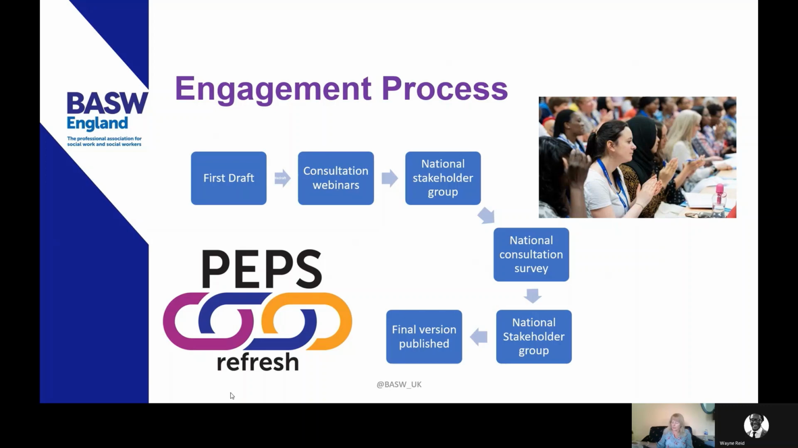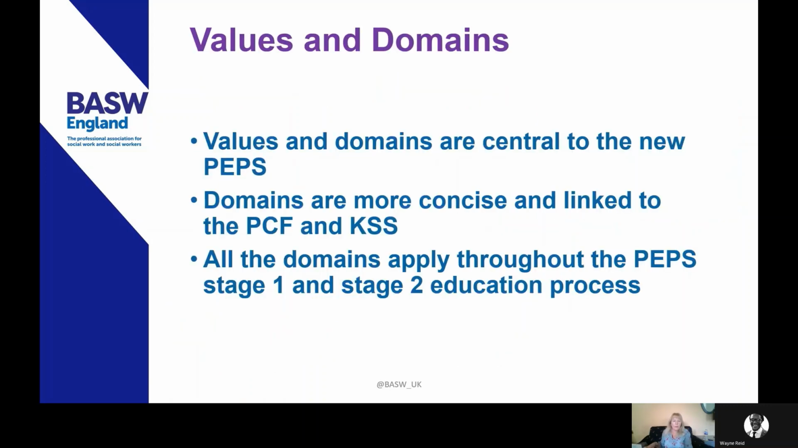The next slide just looks at the values and domains themselves. The PEPS values have synergy with the BASW Code of Ethics for Social Work, which has been refreshed this year, July 2021. They also align well with the PCF, particularly the purpose super domain, which encompasses ethics and values, diversity and equality, and rights and justice.